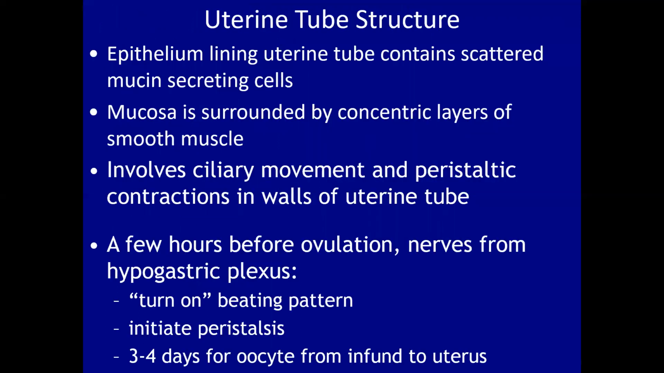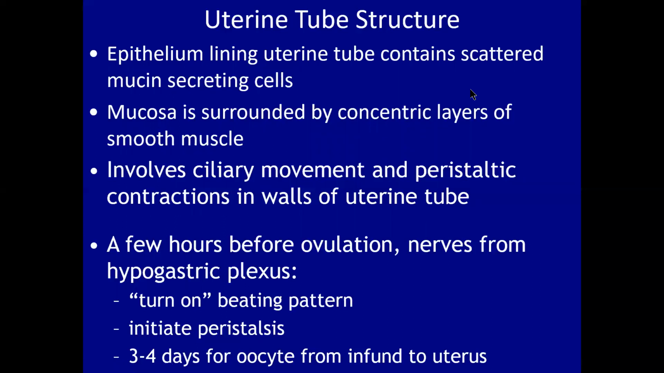The structure of the uterine tube is quite interesting as it has mucus secreting cells, and there are concentric and longitudinal layers of smooth muscle, and there is ciliary movement. So you have tiny cilia that are beating. It has mucus to help move the oocyte, and we have these peristaltic contractions in the walls of the fallopian tube.